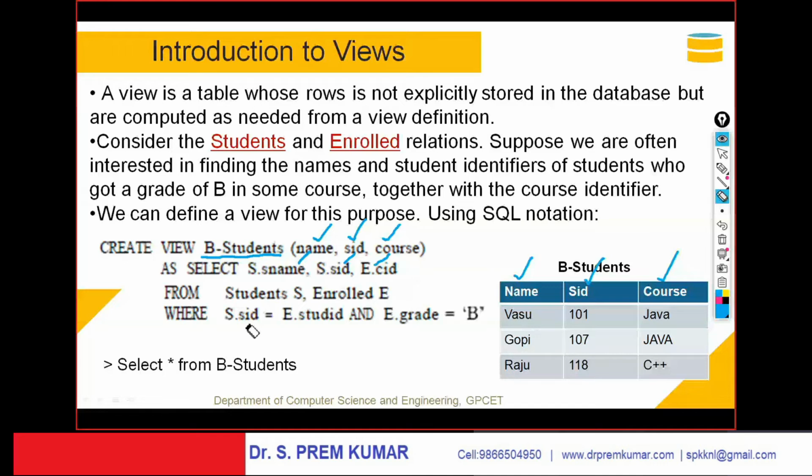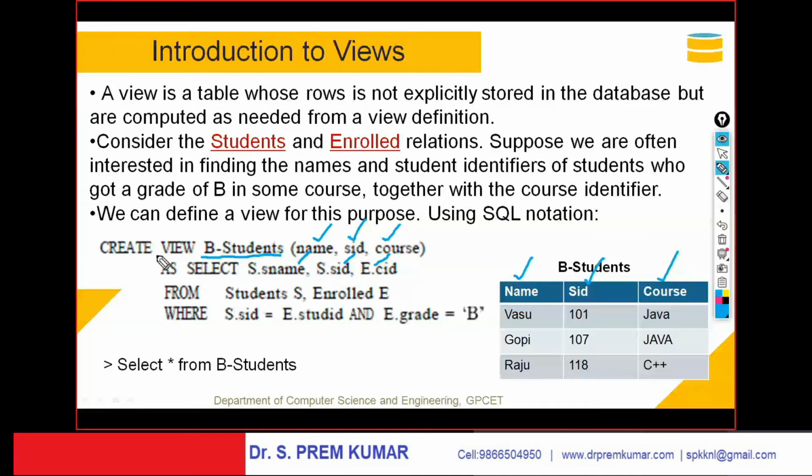Who secured B grade? I want only B grade students. Once again, listen. Create view name. You are creating a logical window. The name of the logical window is B students, meaning B grade students.